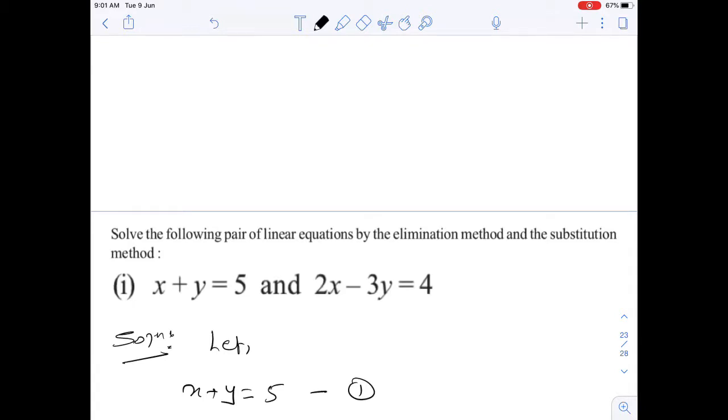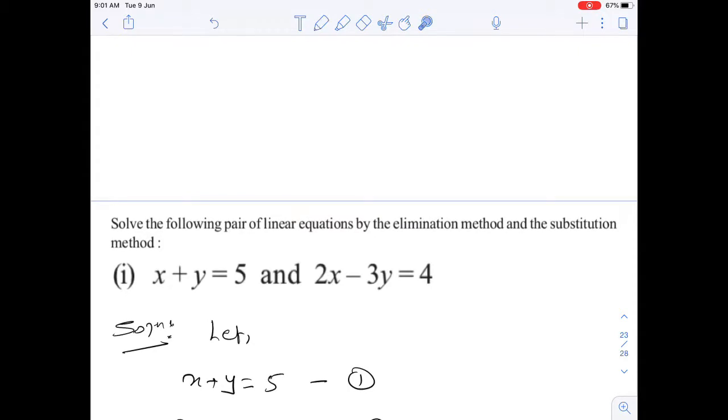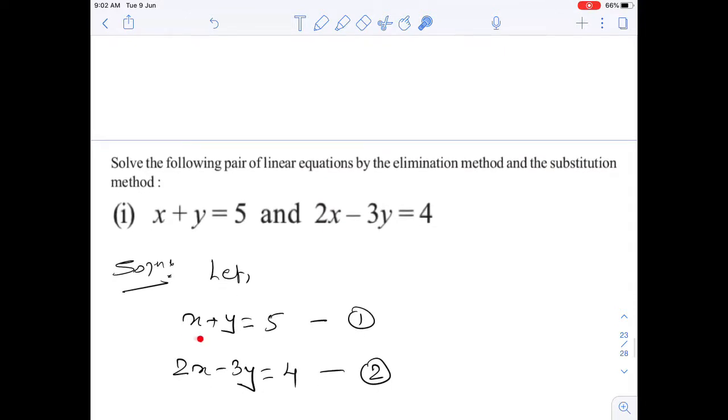Here it is given: solve the following pair of linear equations by the elimination method and also by the substitution method. So I am writing here about the elimination method, so look at it carefully. We have two equations, x plus y equals 5, and the next equation 2x minus 3y equals 4. What is our first condition? We will write this one as equation number 1 and this as equation number 2. Let x plus y equals 5 be equation number 1, and 2x minus 3y equals 4 be equation number 2.